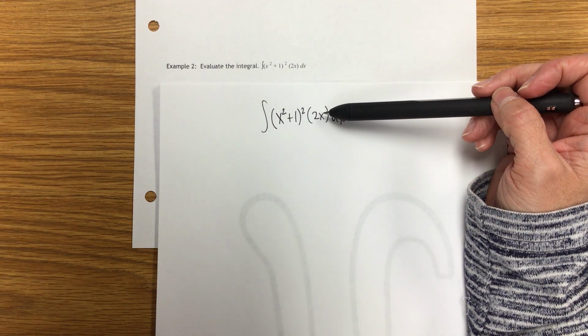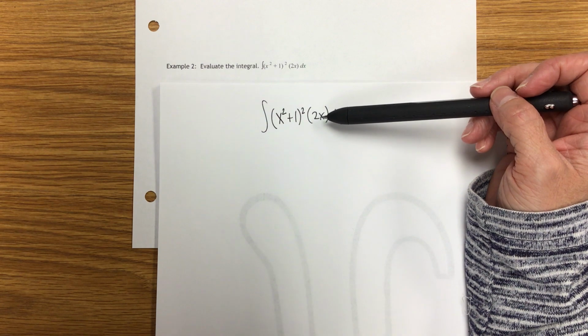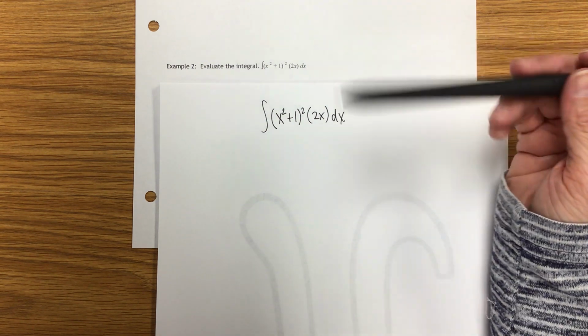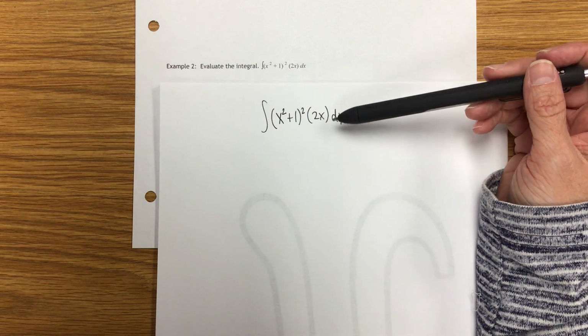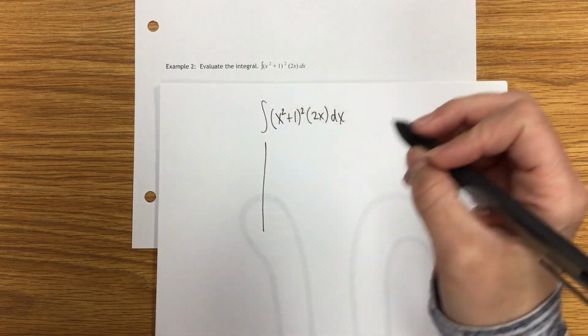I am going to show you how to do u substitution so you have more tools, but there are some that you could avoid. Example 1, we could not avoid u substitution. Example 4, we will not be able to avoid it. This one we could, but we're still going to use it just as another example to see how it works.